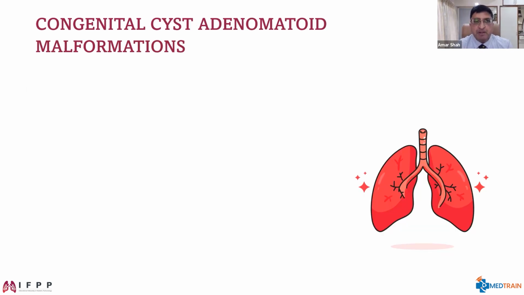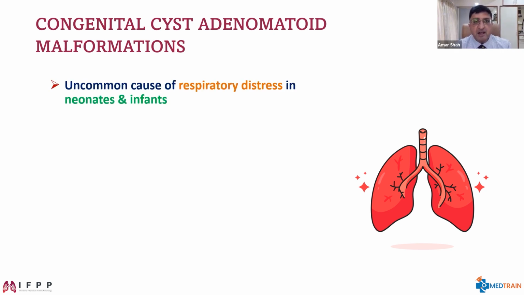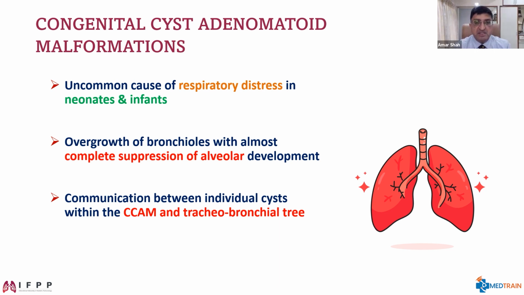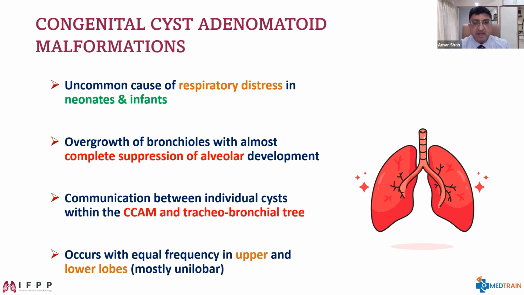So coming to the next pathology, congenital cystic adenomatoid malformations. This is an uncommon cause of respiratory distress in neonates and infants. It happens because of overgrowth of the bronchioles with almost complete suppression of alveolar development. The communication between the individual cysts within the CCAM and the tracheobronchial tree occurs with equal frequency in the upper and the lower lobes. However, it is mostly unilobar.